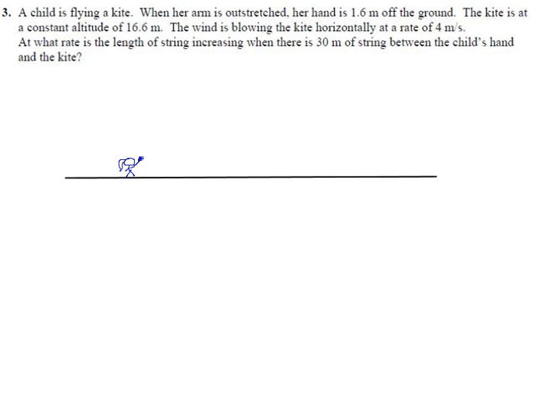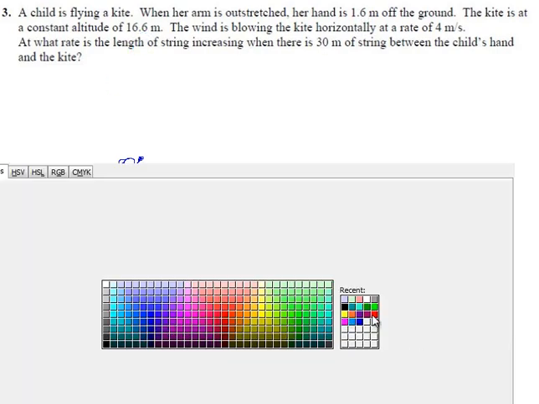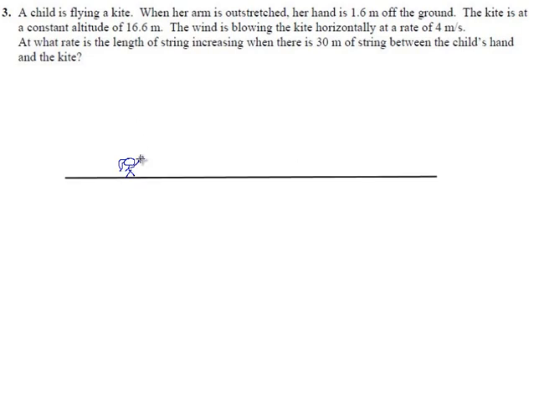Okay, so we have a kid flying a kite, and they say that her hand stays at a constant height, and the kite also stays at a constant height. And from 1.6 up to 16.6 is a difference of 15 meters. So this kite is absolutely always 15 meters above her hand, but it's getting blown out horizontally.